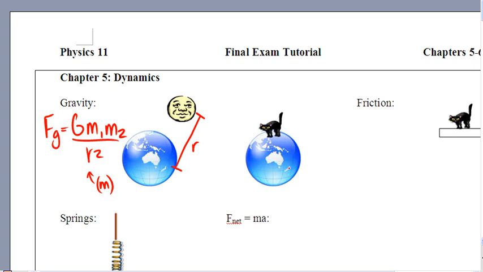We've also got a shortcut for any object on the surface of the earth, like if a question said, hey, find the weight of a cat. Weight is also known as the force of gravity, and the shortcut is Fg equals m times g, the force of gravity pulling down on this cat, where g is just 9.8.